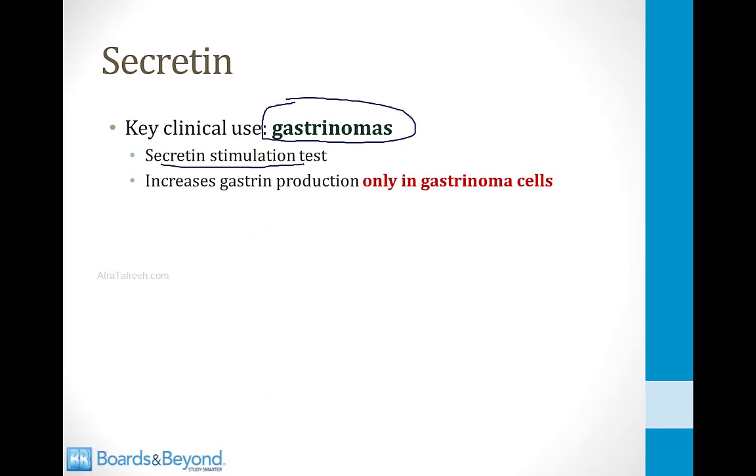There is the secretin stimulation test. Normally, secretin suppresses gastrin production. However, in patients who have gastrinomas and gastrinoma cells, secretin has the opposite effect. It increases gastrin production, and that's one of the ways to diagnose a gastrinoma.